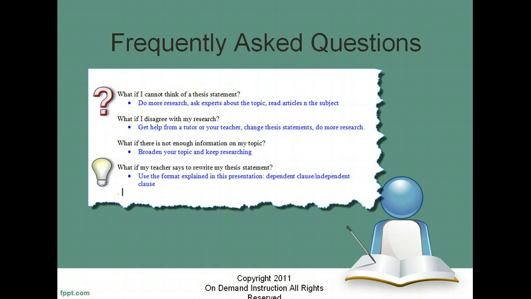So, if you cannot think of a thesis statement, then you need to do some research on your topic. Do a search, ask experts about it, and read articles on the subject. If you do your research and disagree with the thesis statement that you are led to write, get help from a tutor or teacher. Change your thesis statement, or do more research. If there isn't enough information on your topic to write a thesis statement, then you need to broaden your topic and keep researching.